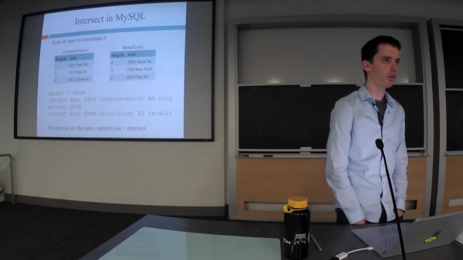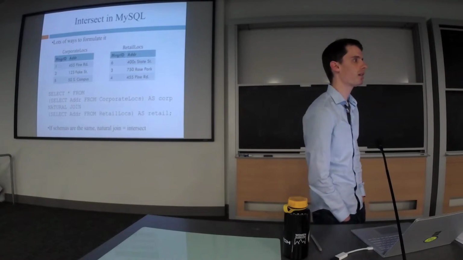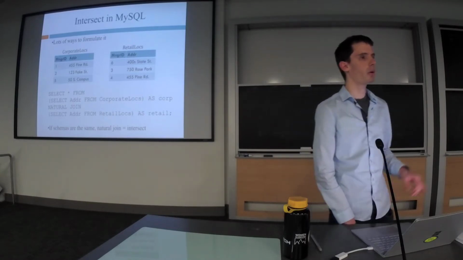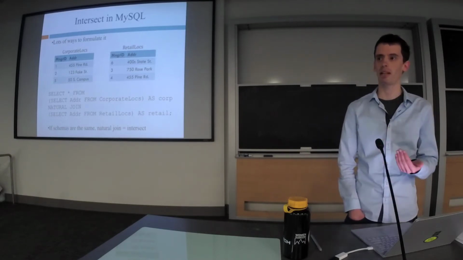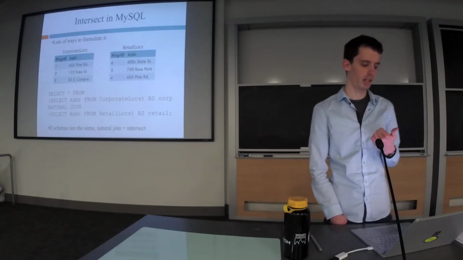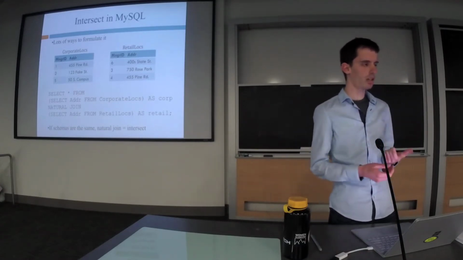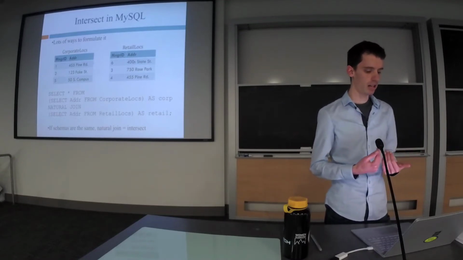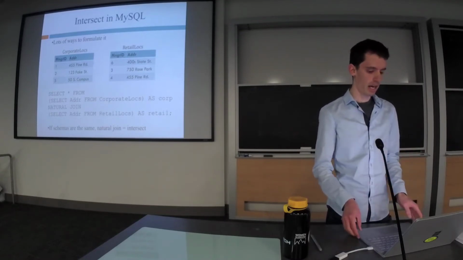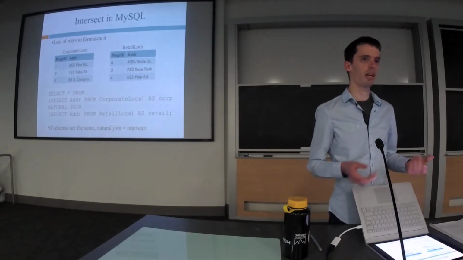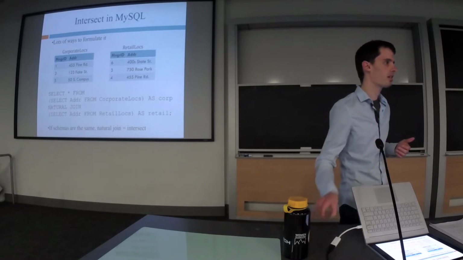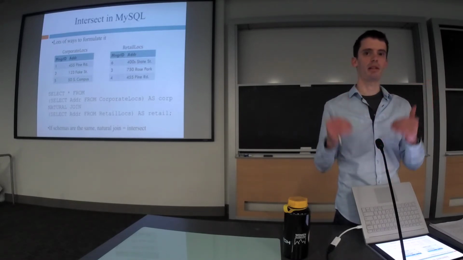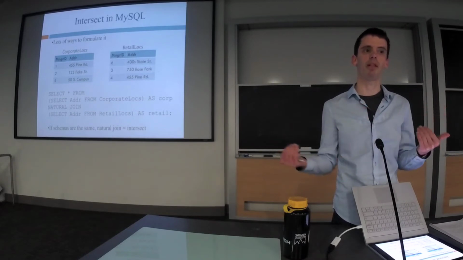And then we saw we can use this to implement intersect. SQL, the language SQL does have intersect, but MySQL doesn't implement it. So you have to implement it. There are lots of ways to do it. Here's one of them. If I select just address from corporate locations and just address from retail locations, then I can natural join those two things together. If your two relations have the same schema, then natural join is like an intersect, because it's basically picking out all the columns that are the same and all of the values that are the same in those columns.